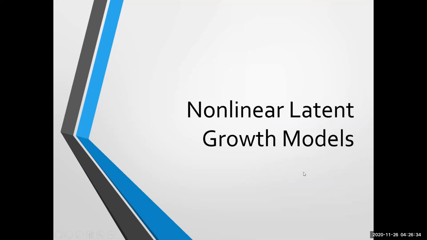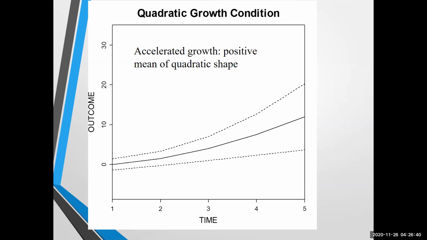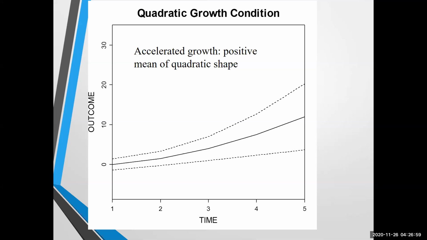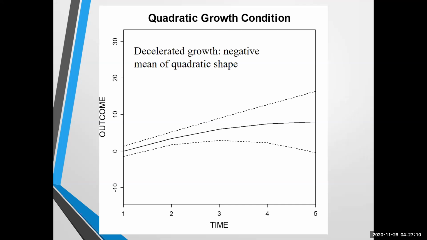In this video, I will present some nonlinear latent growth models. The most common one is the quadratic growth model, and it can be used to model growth that accelerates, such as this one, or growth that decelerates over time, this one. The difference is that a positive mean of the quadratic shape indicates acceleration. A negative mean of the quadratic shape indicates deceleration.